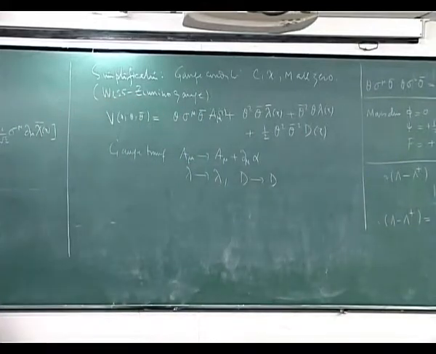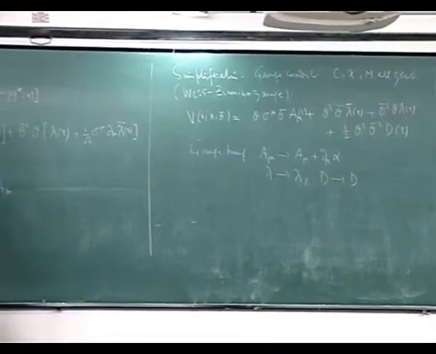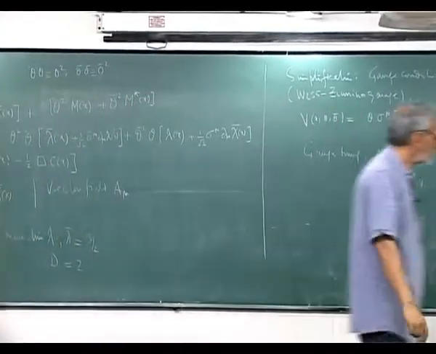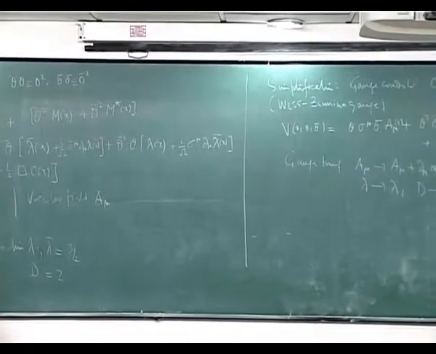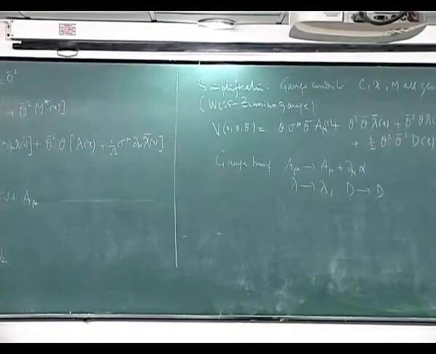So a general vector superfield with so many components is gauge equivalent, under the gauge transformations of superfields, to this superfield.